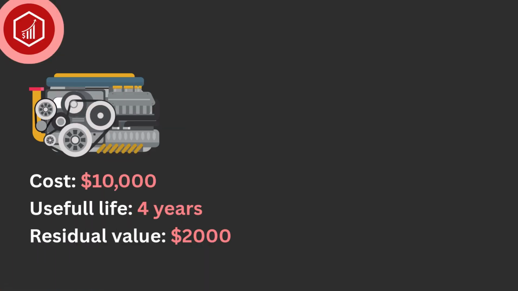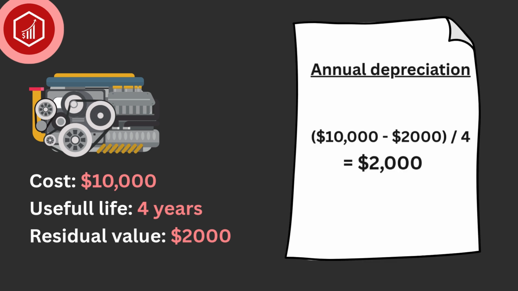Suppose we buy a machine for $10,000 with a residual value of $2,000 and a useful life of 4 years. Then our annual depreciation is (10,000 minus 2,000) equals 8,000, divided by 4. So in the end we have 2,000 per year. Easy to calculate and easy to understand.